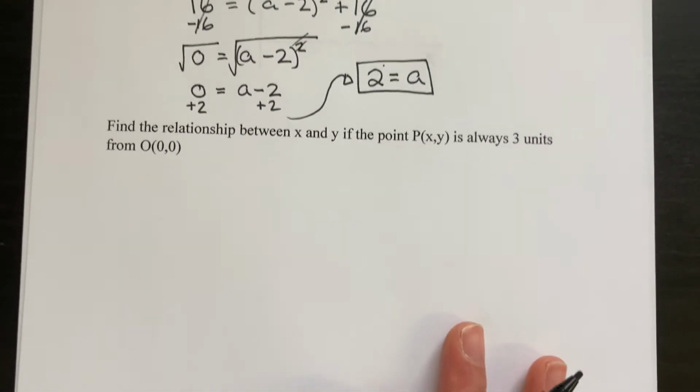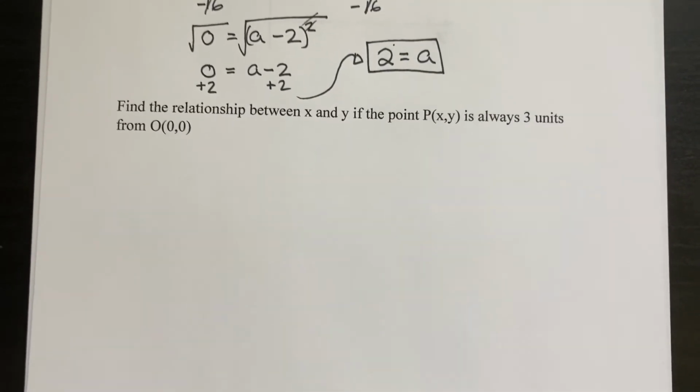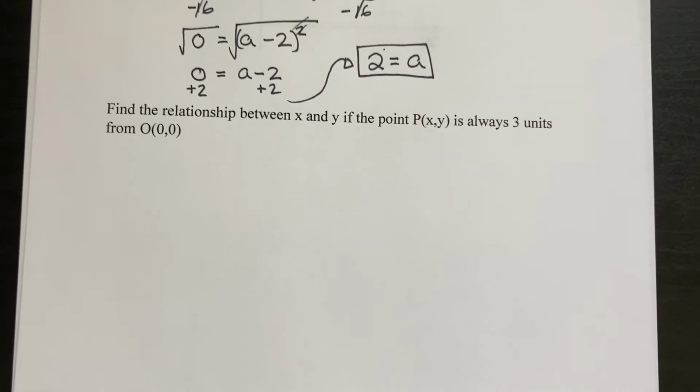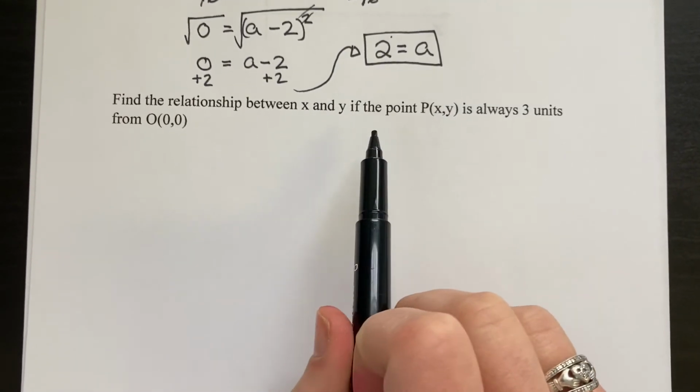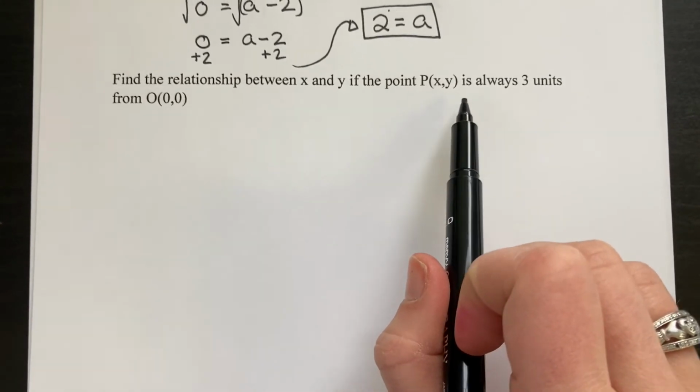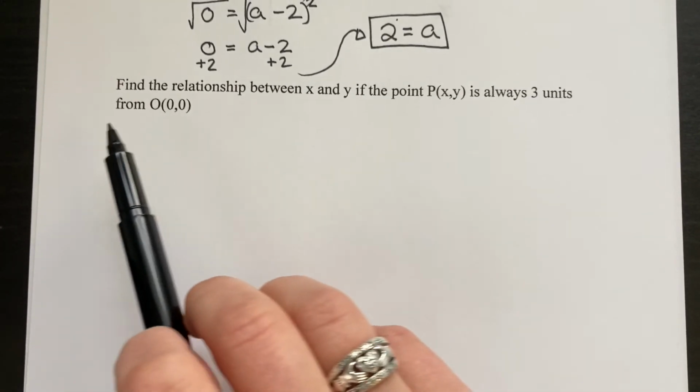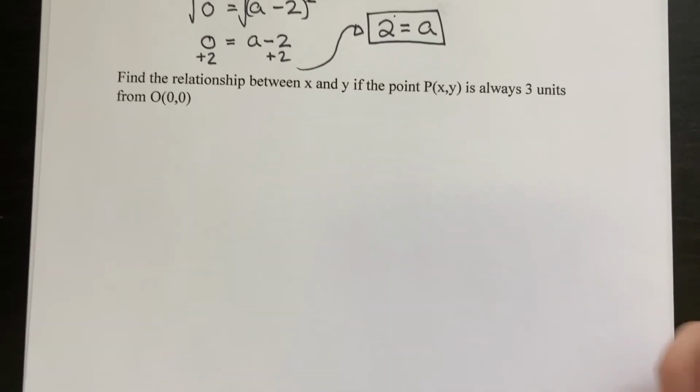All right, let's do one more of those. Slightly more advanced on this one. This question says, find the relationship between X and Y if the point P, X, Y, is 3 units away from the origin 0, 0.